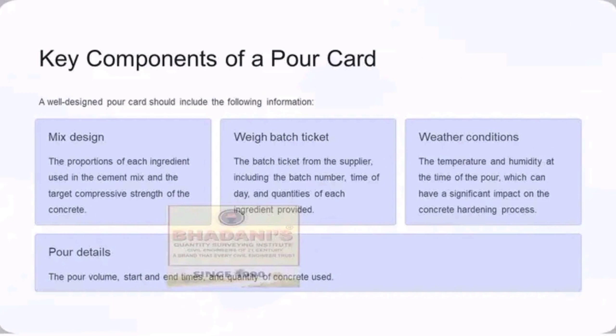Then another thing is the POA details. The POA details just has the volume, the start and end times, and the quantity of concrete that will be used in a specific work. So those are the components of a POA card.